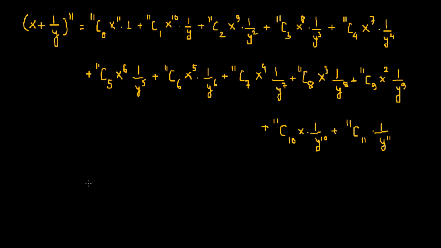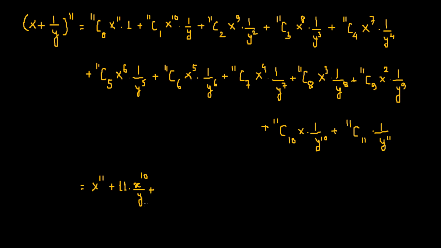Okay, so let us use a calculator to quickly find out the coefficients. So 11c0 is always 1, so the first term will be x raised to the power 11 plus 11c1, so 11c1 is 11 times x raised to the power of 10 over y. Then we have 11c2.